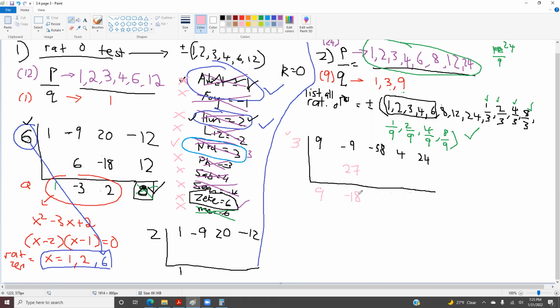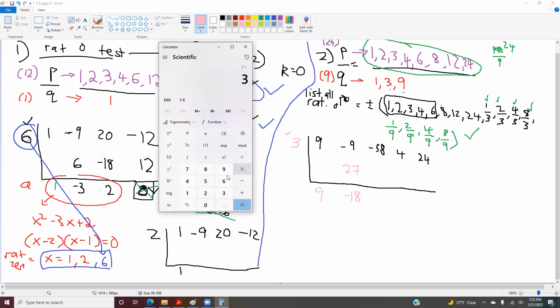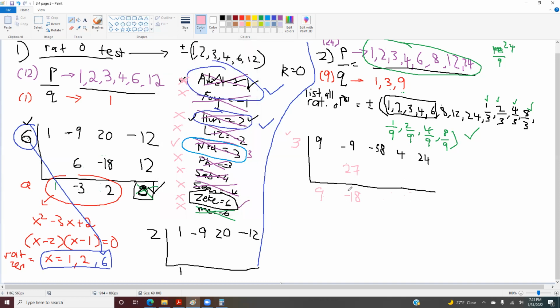-18. And this one looks like it works. 3 times -18. Negative. No, negative. This is positive. So you will get 53. This is 54.